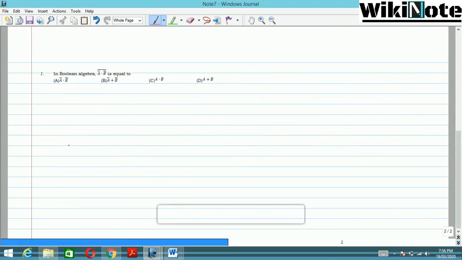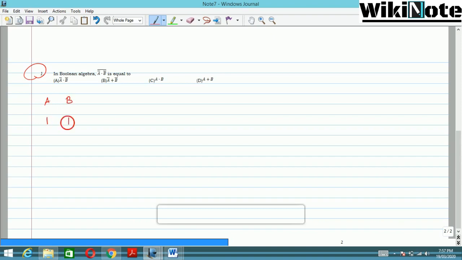In Boolean algebra, the 5th question: A bar dot B bar is equal to what? So what is it equivalent to? Simply, I will consider the two inputs over here, A and B.